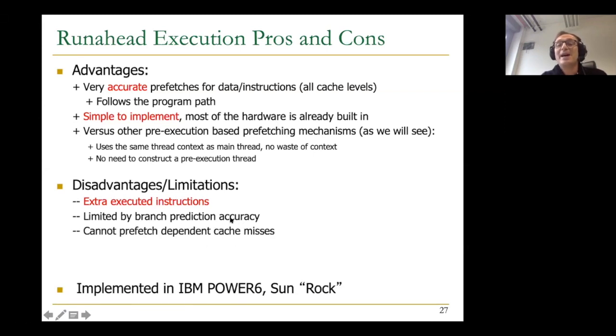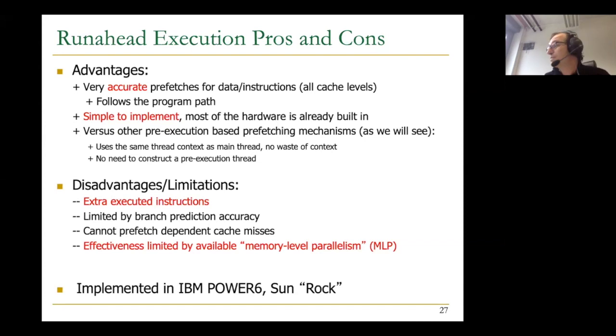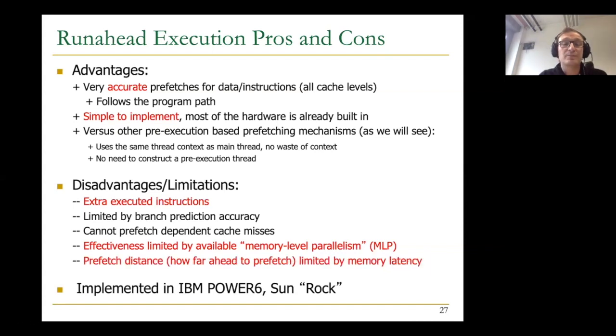You cannot prefetch dependent cache misses. That's unfortunate. I mean, you could prefetch actually if you jump ahead in the program. There are potential improvements to Runahead that are actually very interesting to investigate going forward, I think. And your effectiveness is limited by available memory level parallelism, or how you extract memory level parallelism, because if you don't find useful blocks to prefetch, clearly you have a problem, right? You will not be effective.